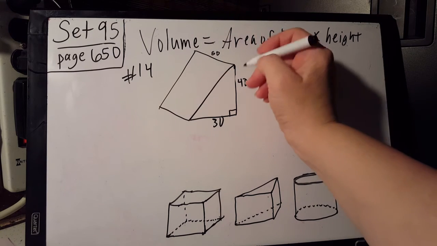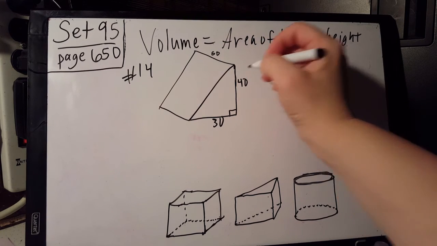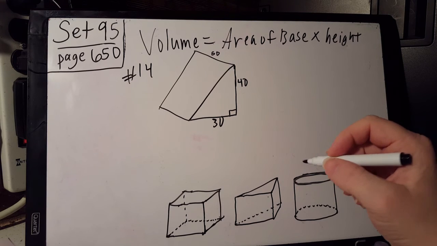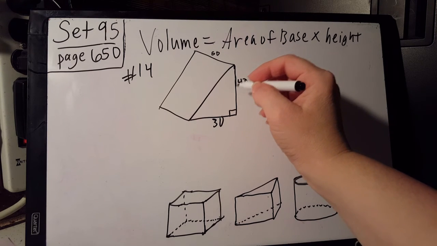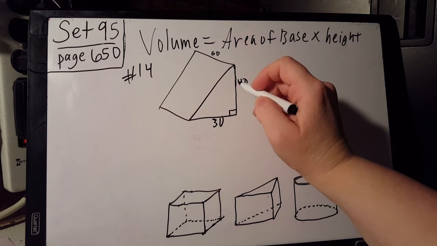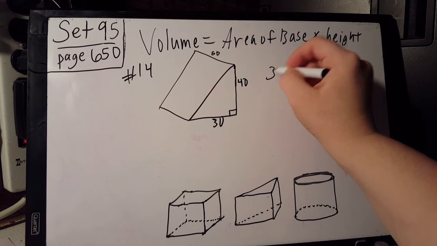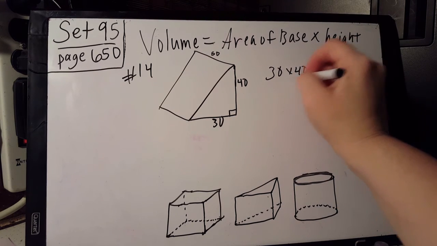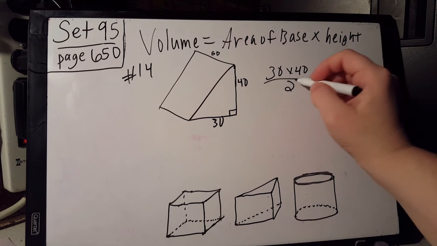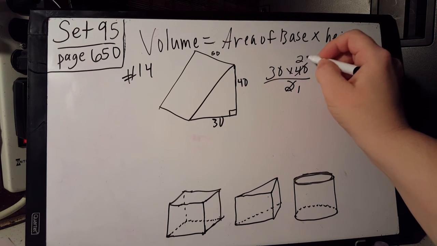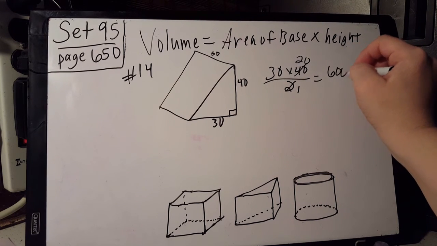Now you have to envision the triangle. The fact that it says it's a triangular prism means the triangle is your base. So our base, let's just deal with that there. So area of the base is going to be 30 times 40. It's a triangle, so we divide by 2. 2 into itself once, 2 into 40, 20. That comes out to 600.